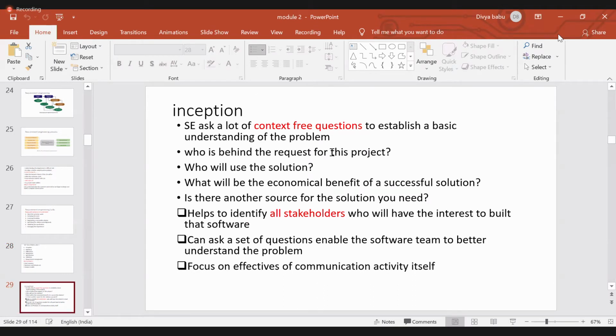Inception means, in the first phase, you ask some context-free questions to the stakeholder team to understand the problem: who is behind this request, what is the need of doing this project, who will get the benefit, what is the business value. Any context-free questions related to the project you can ask. Based on those answers, you can identify all the stakeholders who have an interest in building the software, and you fix the objective or goal of your project. That is the first part, which we call inception.